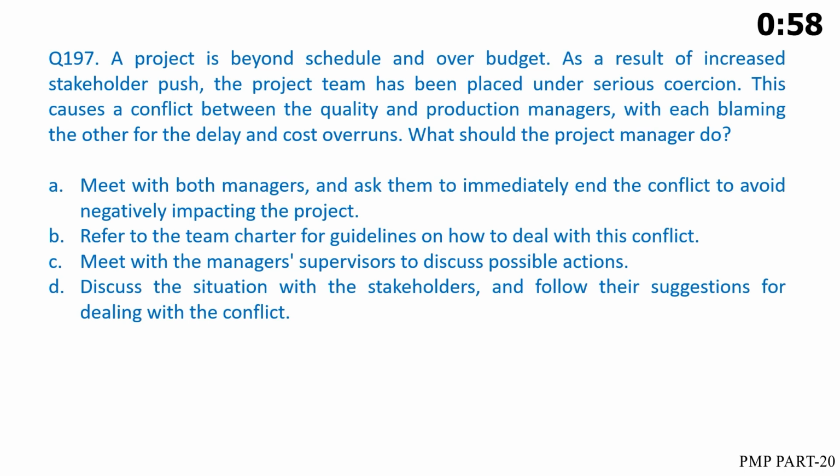A project is beyond schedule and over budget. As a result of increased stakeholder push, the project team has been placed under serious coercion. This causes a conflict between the quality and production managers, with each blaming the other for the delay and cost overruns. What should the project manager do?